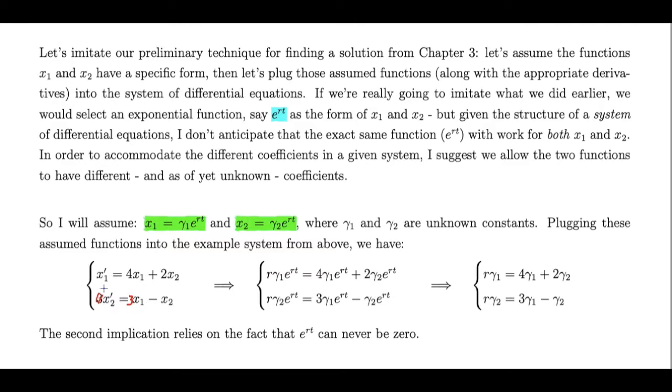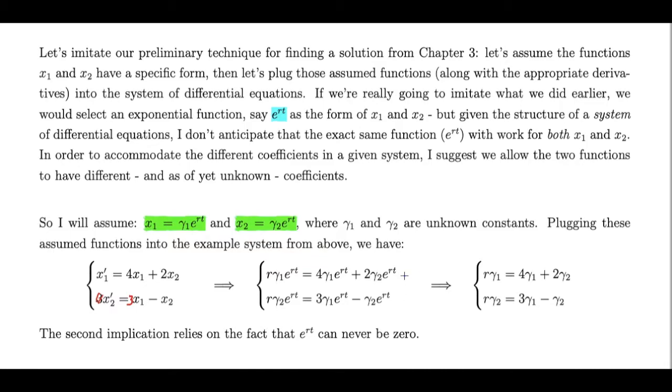So my original system, in the first equation, it says x prime equals 4x sub 1 plus 2x sub 2. I'm assuming that x sub 1 is gamma 1 e to the RT. So its derivative will be r gamma 1 e to the RT. When I differentiate, I just have to apply the chain rule, and that r comes out front. And then in the rest of the equation, I've simply plugged x1 and x2 in directly. In the second equation, x2 prime needs to be 3x1 minus x2. So here is x2 prime. Once again, I just have this extra r that comes out front. And then here's 3x1 minus x2.